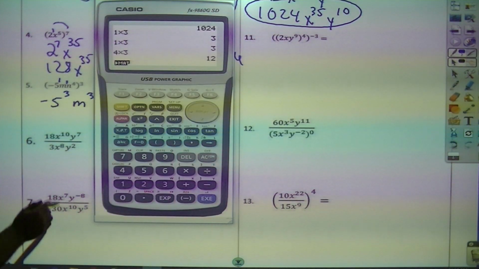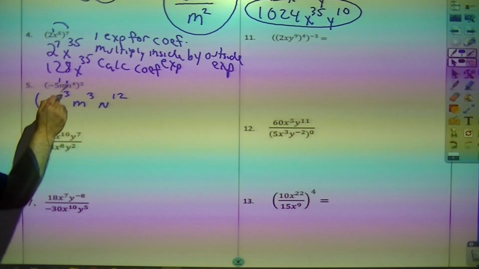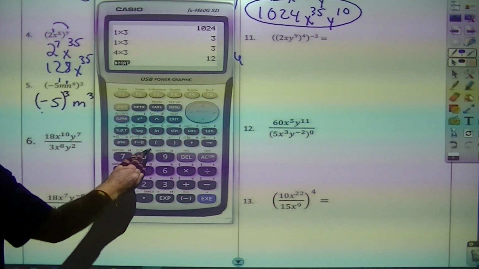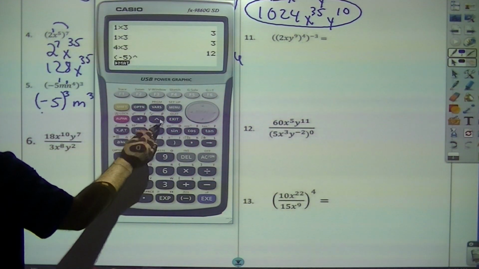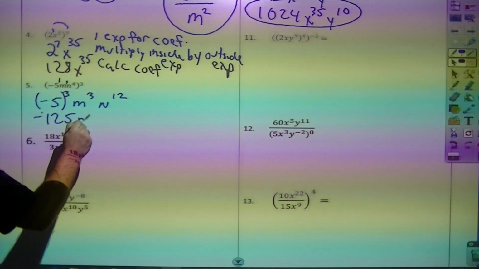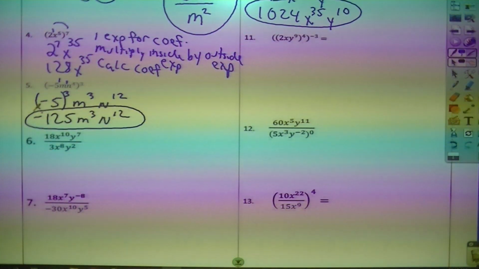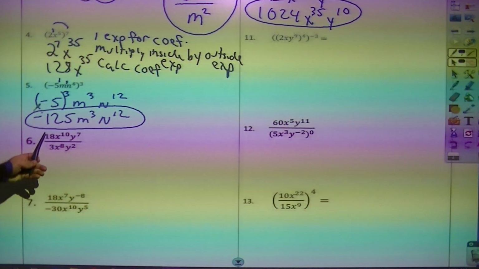What we have to be careful of: anytime you have a negative number with a power, go ahead and put a parenthesis right there. That way you ensure that you are correct with your answer. In this case it would be negative 125, m cubed, n to the 12th. Now, this is division.